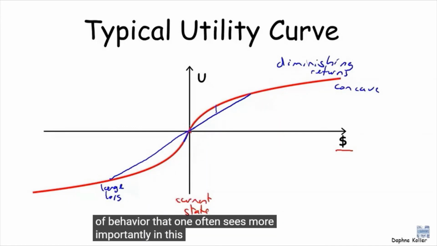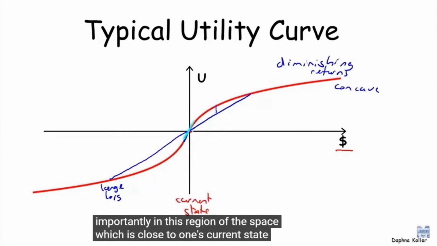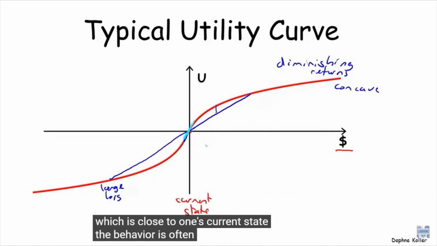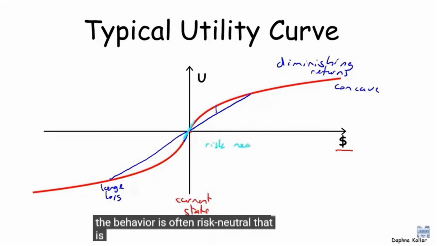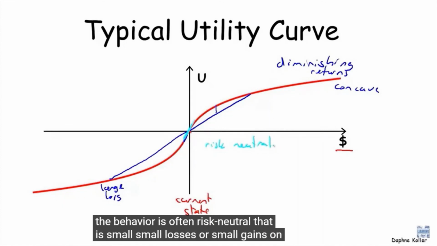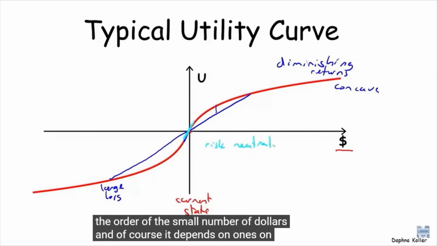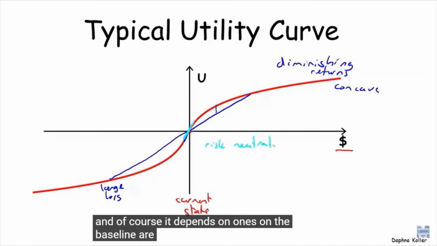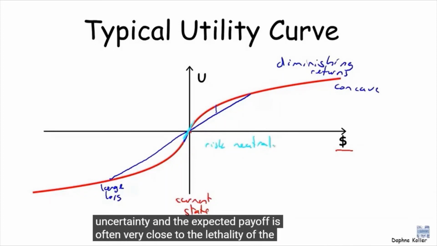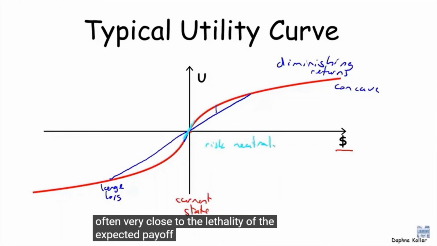More importantly, in this region of the space, which is close to one's current state, the behavior is often risk neutral. That is, small losses or small gains on the order of a small number of dollars, and of course it depends on one's baseline, are often something that you don't really care about having the uncertainty, and the expected payoff is often very close to the utility of the expected payoff.